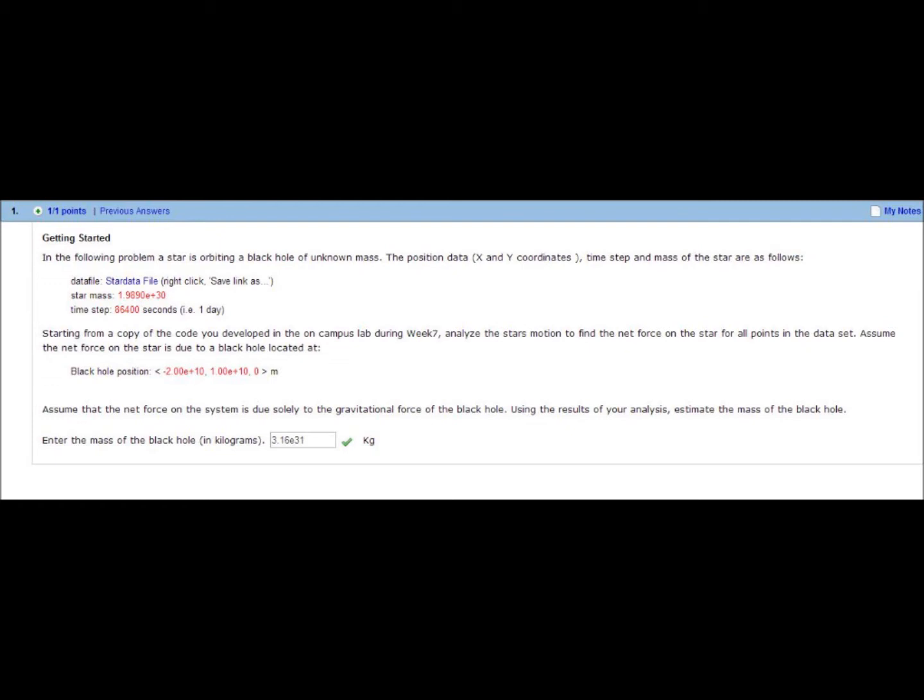Hello, this is Joel Garcia, and the purpose of this lab was to determine the mass of a black hole using VPython. In the beginning, we were given initial conditions of the mass of the star to be 1.989 times 10 to the 30, and a time step of 86,400 seconds, which is the amount of time in one day, as well as a black hole position of -2 times 10 to the 10 in the x direction, and 1 times 10 to the 10 in the y direction.